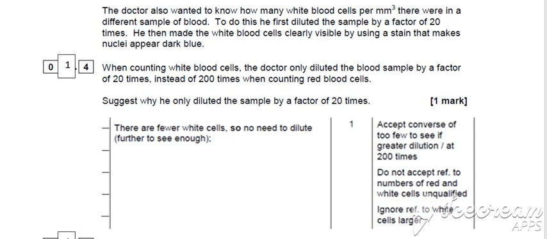It's the idea that there were fewer white blood cells, so there was no need to dilute any further so that he could see enough of them, because there are fewer of them, so you don't need to dilute it as many times.